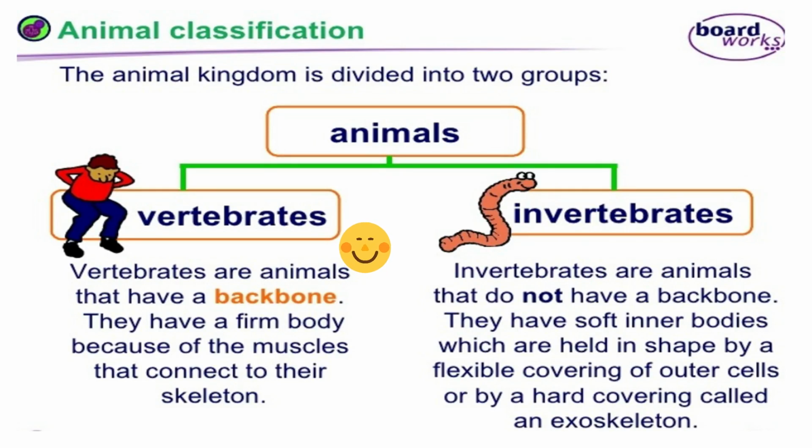Vertebrates are animals that have backbone. They have a firm body because of the muscles that connect their skeleton. They also are usually larger than invertebrates and move faster.